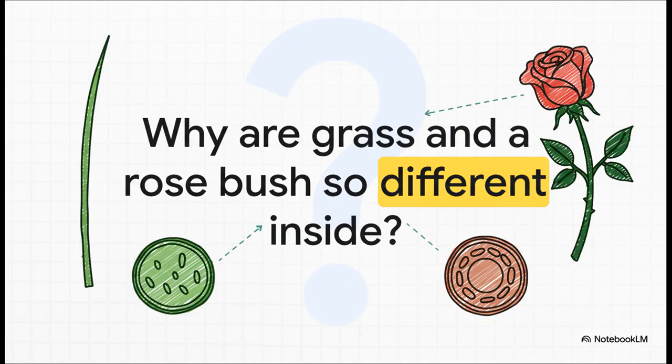Picture a simple blade of grass, and then picture a big, complex rose bush. On the outside, yeah, they're obviously different. But what's really fascinating is that on the inside, they're following two completely different sets of rules. It's like they were designed by two totally different architects. So what are those rules, and how do they create so much diversity?